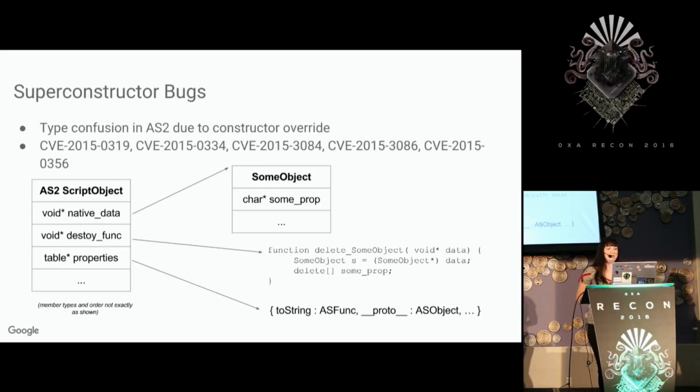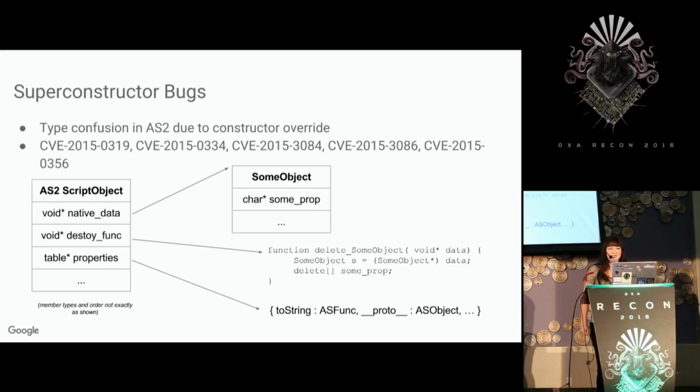Another type of bug I saw tons and tons of were what I call superconstructor bugs. And these occur in ActionScript 2, and they have to do with how you can override a constructor in ActionScript 2. I have here an example of the memory layout of an object in ActionScript 2. And this is actually quite relevant in a lot of the bugs I'll show you. In ActionScript 2, all script objects are the same size. So if they're a video or a large image or whatever, that doesn't matter. They have the front script object, which is always the same size, and then they have a backing object, which varies in size and has the real contents of the object, like the video or the image.